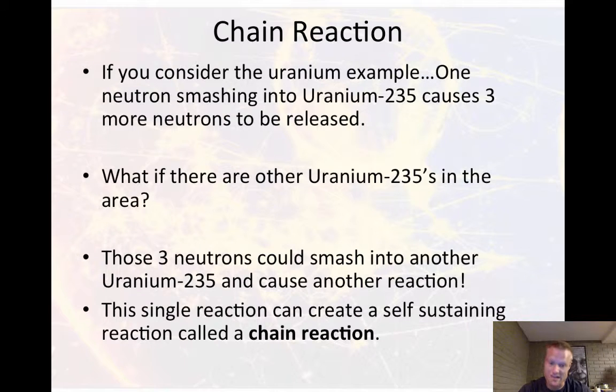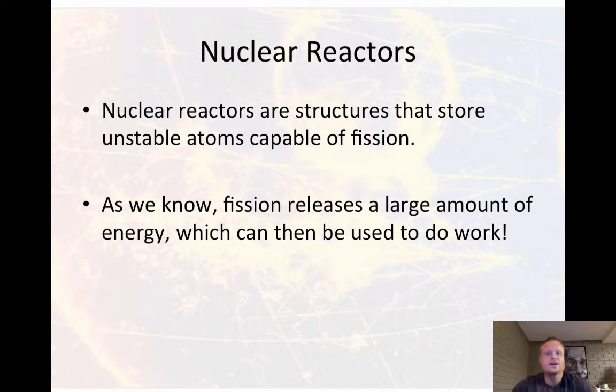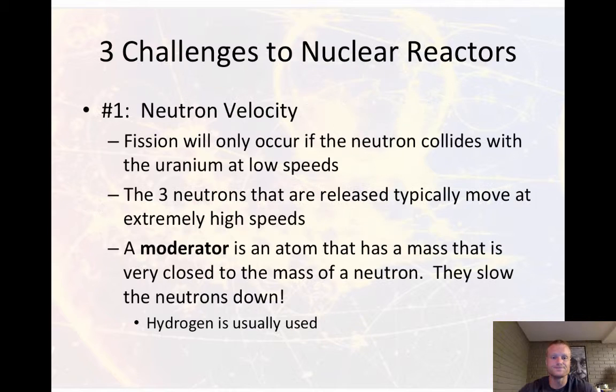Now this is what's kind of scary too about nuclear power plants, is this chain reaction can get out of control, and that's not good either. Okay, so it's a fine line that you walk between a good chain reaction and one that is out of control. So basically, a nuclear reactor is a structure that stores these unstable atoms capable of undergoing fission, so in our case, uranium-235. When an atom undergoes fission, it releases a ton of energy, and then that can be used to do useful work. And we'll talk about what useful work can be done.